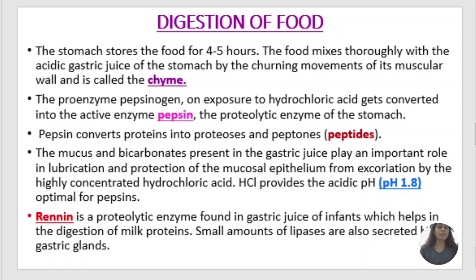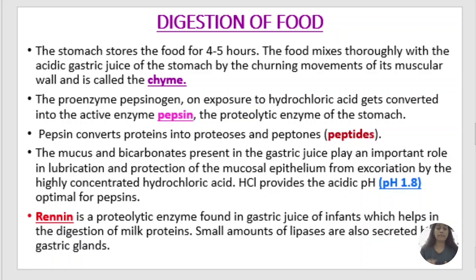The proenzyme pepsinogen, on exposure to hydrochloric acid, gets converted into the active enzyme called pepsin, the proteolytic enzyme of the stomach. So pepsin is the proteolytic enzyme of the stomach. Make sure you're noting down this point. Now pepsin converts proteins into proteoses and peptones, which are the peptides.